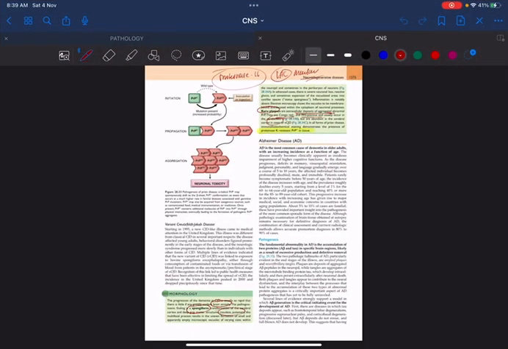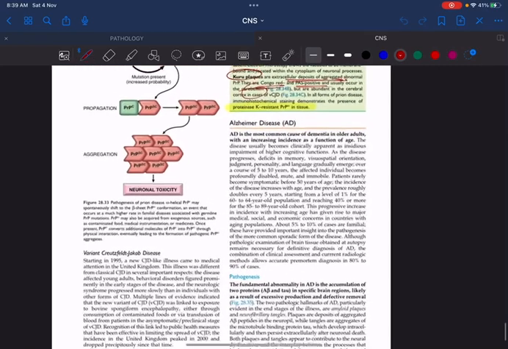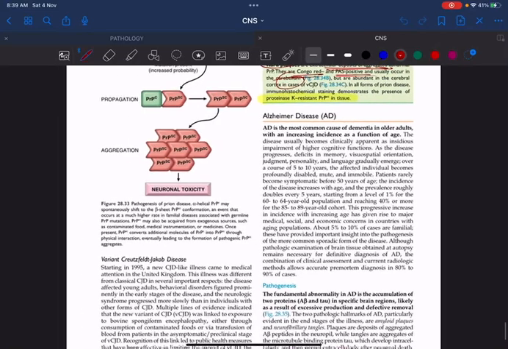Hello everyone. In this video, I would like to discuss the rest of the three important neurodegenerative conditions. One is Alzheimer's disease, number two Parkinson's disease, and number three Huntington's disease. These three are very frequently asked, especially Alzheimer's disease, which is a very important question. In CNS, you must study something about Alzheimer's disease before going for your university exam.